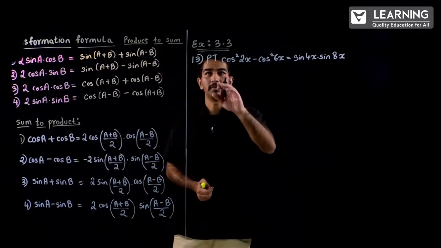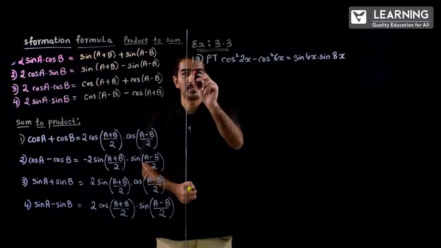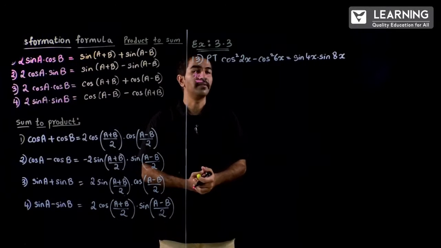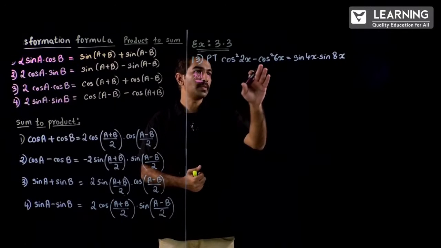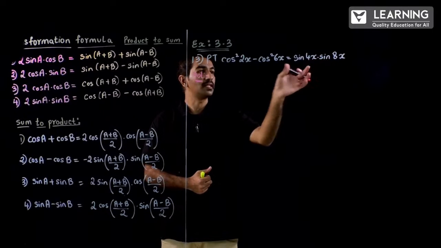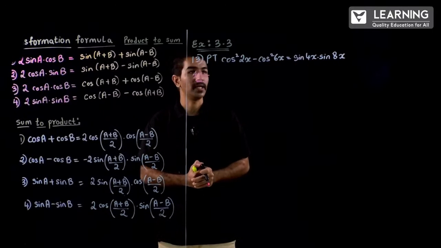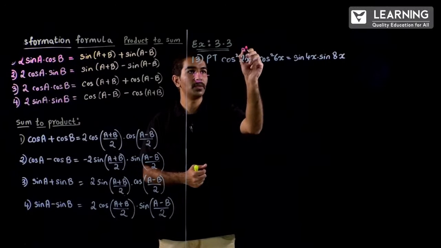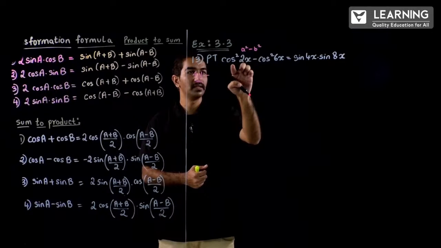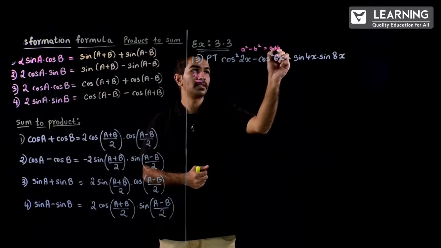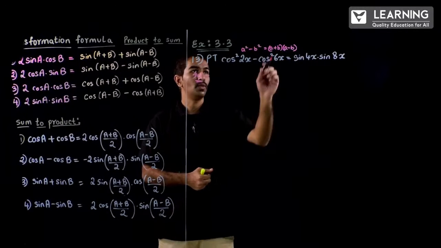So again, I prove that problem, same exercise, question number 13, we'll start with the solution. Okay, so here we have cos square 2x minus cos square 6x is equal to sin 4x into sin 8x. This is what we have to prove. Okay, so we'll take the left hand side. This is in which form, students? A square minus b square, correct? A square minus b square is equal to what? A plus b into a minus b.